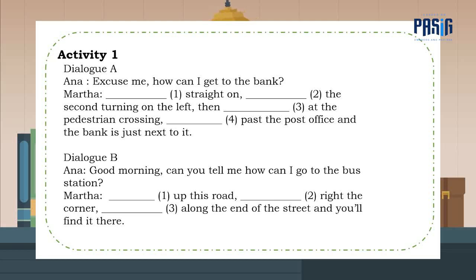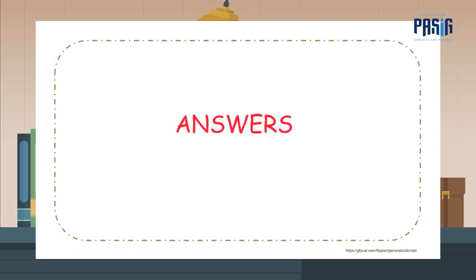For dialog B, Anna: Good morning. Can you tell me how can I go to the bus station? Martha: Blank up this road, blank right the corner, blank along the end of the street, and you'll find it there. Now, this time, let us check your work for activity number 1.